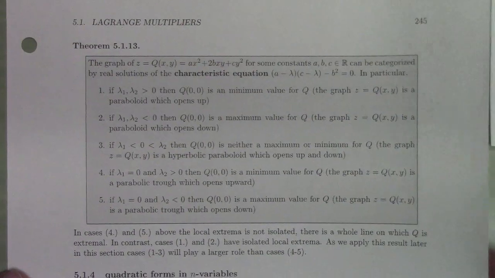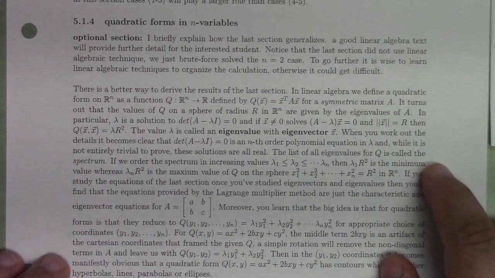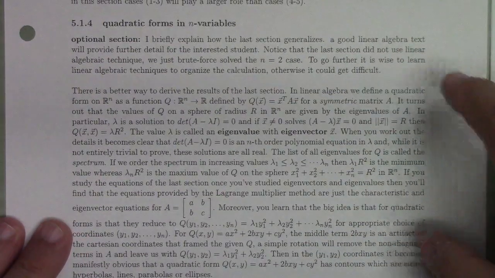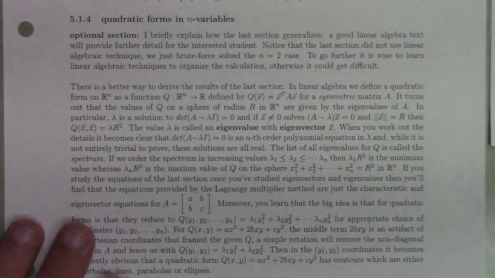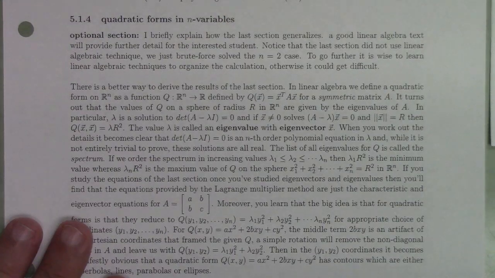In more generality, you don't just have a quadratic in 2 variables. You have a quadratic in n variables, and then you need linear algebra to sort through it. But anyway, more on that later, I think. So I'm going to stop here for this one, and we'll pick up with multivariate Taylor series in the next one. Thanks.